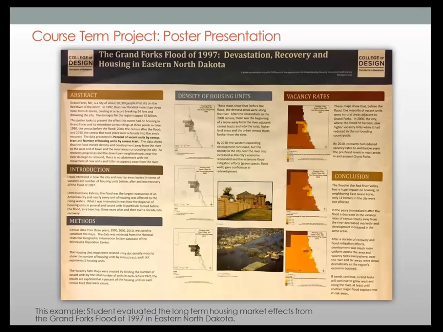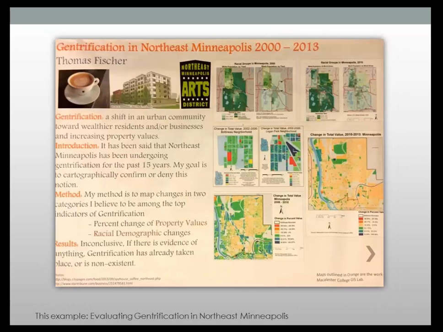So in this example from last semester, a student evaluated the long-term housing market effects from the Grand Forks flood of '97 in eastern North Dakota. So he looked specifically at whether housing density and vacancy rates were affected by the flood, and then whether there had been a full recovery back to pre-flood conditions with regards to those characteristics. Another example from a poster is looking at gentrification, and this student wanted to evaluate property values and racial and demographic changes in a popular Minneapolis neighborhood to see whether there was evidence of gentrification.